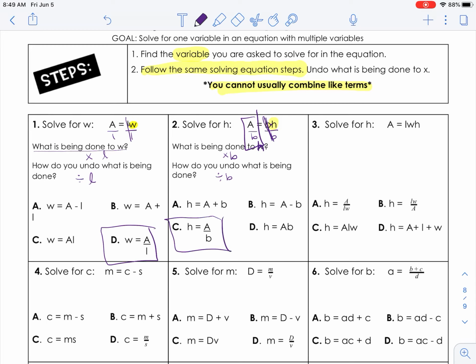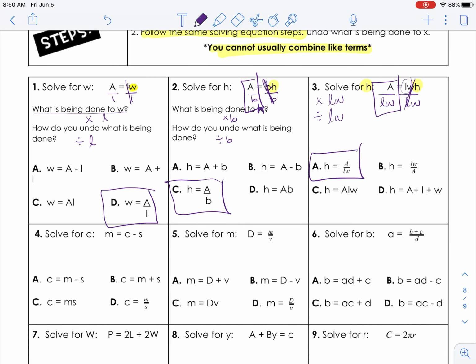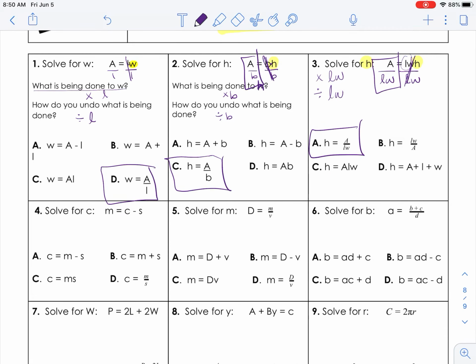Same thing for H. I don't have the prompts there, but you can ask yourself the same question. So if I'm solving for H, I'm going to highlight H, and we are multiplying by L and W. You undo multiplication by dividing, so we're going to divide by L and W. It's going to get rid of our L and W over there, and H is equal to A over LW. Alright, so not as scary as it seems. We are just following the same steps that we normally would to solve an equation. There are just no numbers.